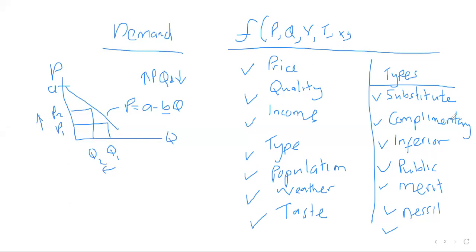What are complementary goods? Examples of complementary goods? Bread and butter. Okay, bread and butter, phone and SIM card. Okay, give me the implication. What happens if one good goes, the price goes up?